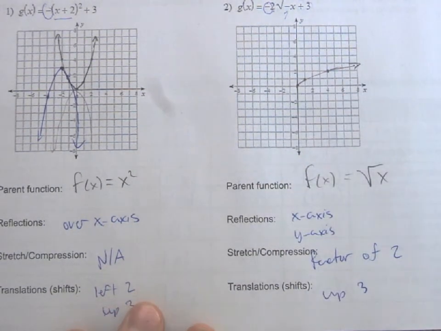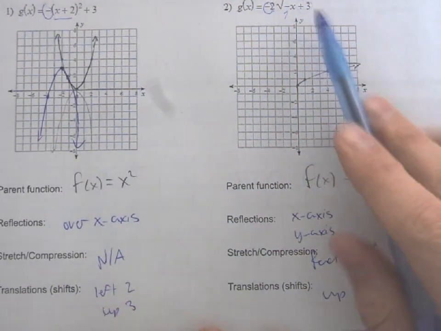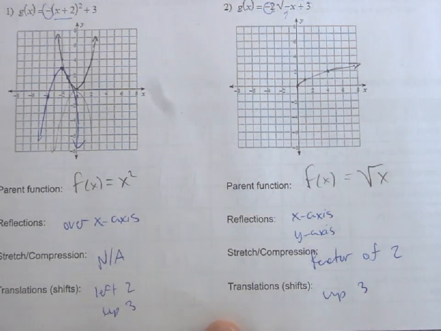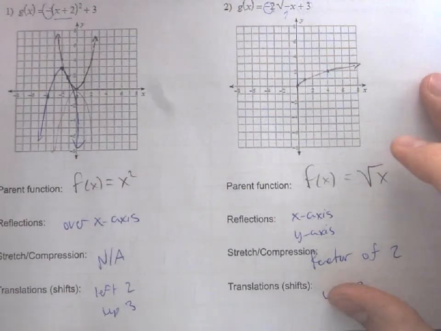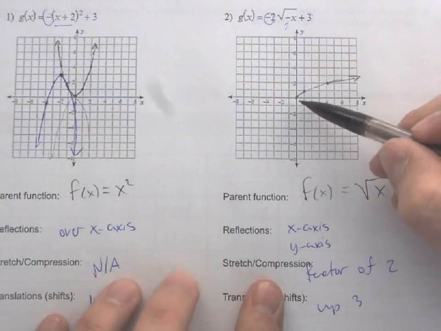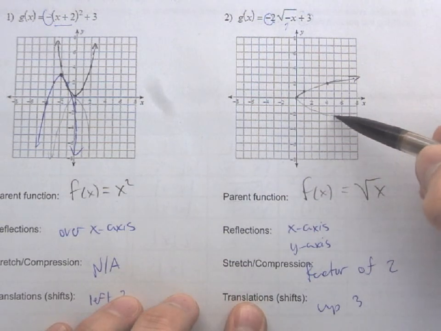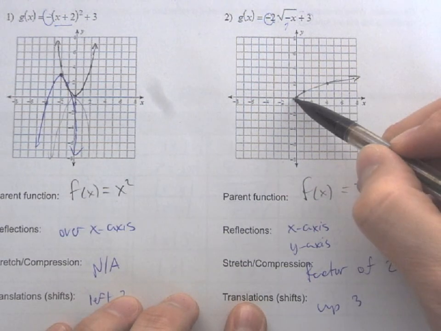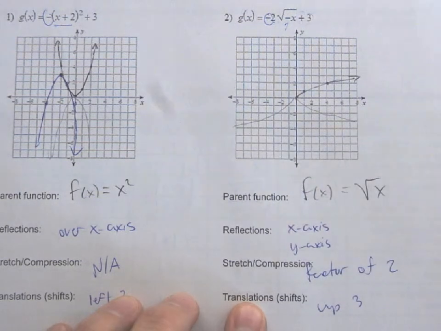Okay, there's no horizontal shift here, because there's no number inside the parentheses that's adding or subtracting x, inside the root. All right, so this is what we need to do. We need to flip it over the x and the y, we need to stretch it by a factor of 2, and then we need to move it up 3. Okay, so flip it over the x, flip it over the y, something like that.